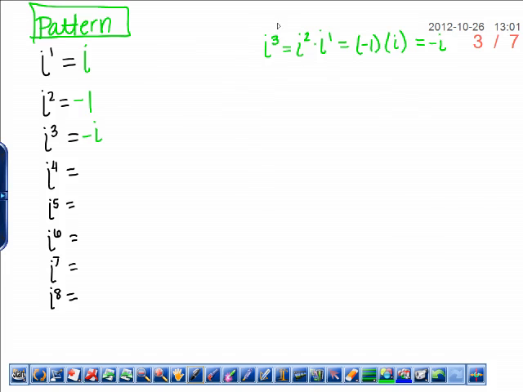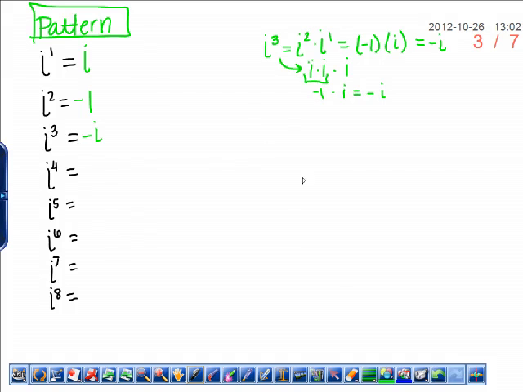No, i cubed is i squared times i. Which would then, if you did... guys, I can't answer a question without y'all talking. Even if you wrote this as i times i times i, i squared is negative 1, times i gives us negative i.